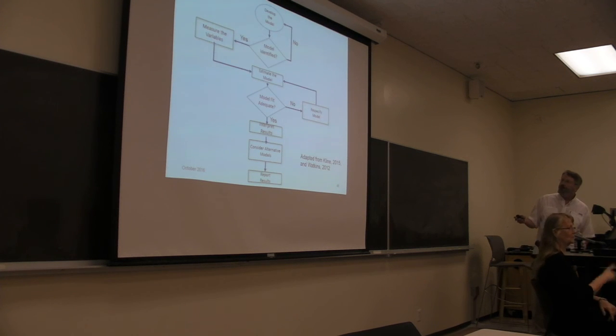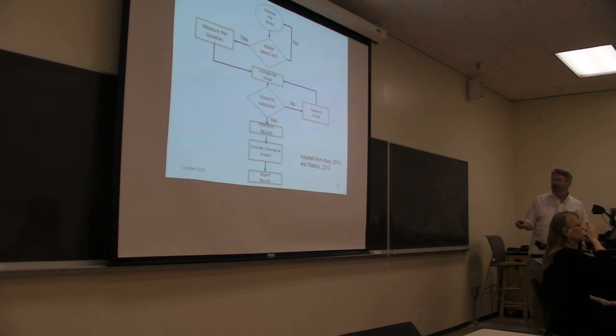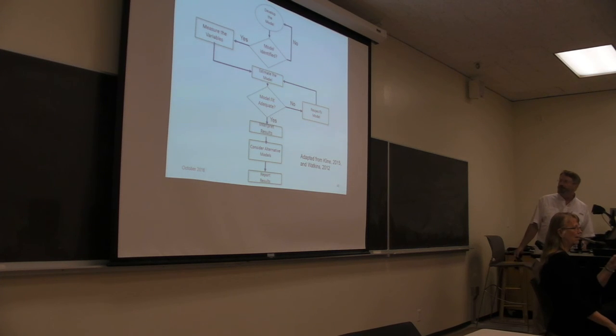Okay, so here are the basic steps. You develop the model, you make sure that it's at least just identified or even better over-identified. If not, you go back to the drawing board. If it is, you measure the variables, you estimate the model. And then you say, is the model fit adequate? If not, you re-specify the model and go through that. If it is, you interpret the results, consider alternative models, and report the results. Pretty simplified, but that's the basic procedure.